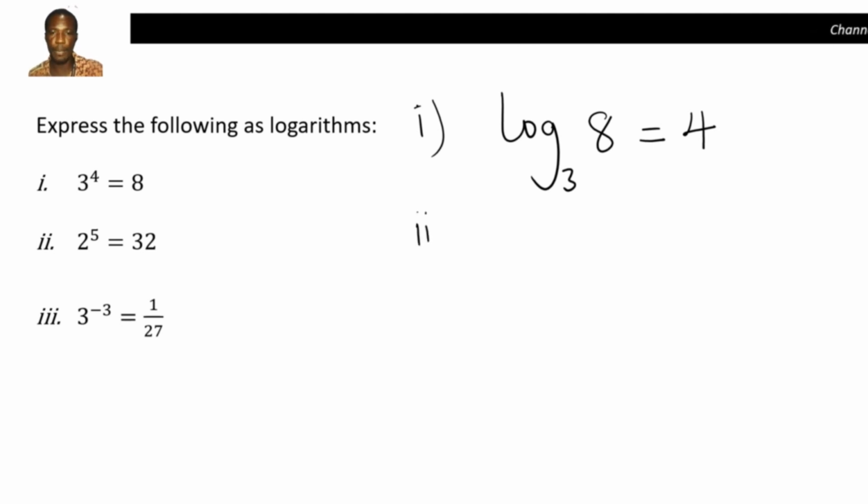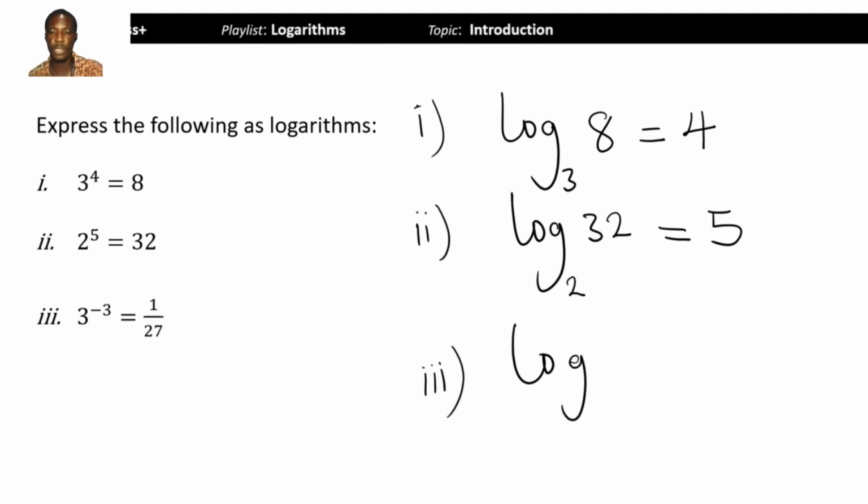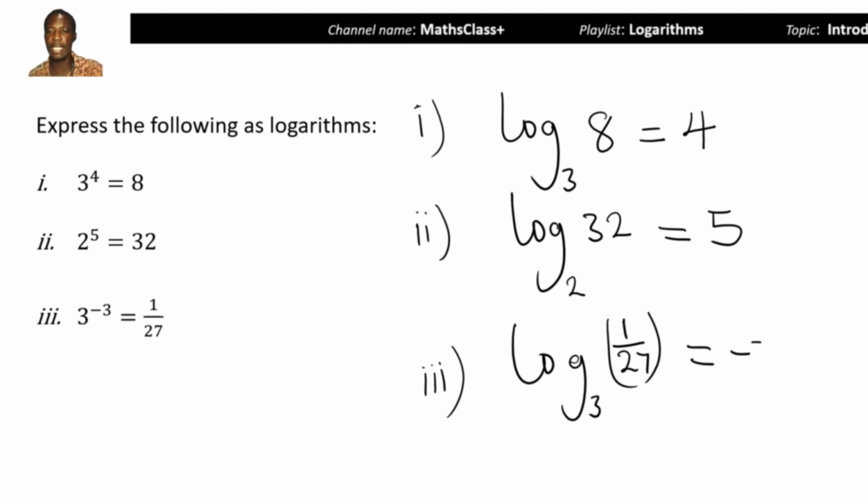Okay, the second example, log 32 and the base is 2. The exponent is 5. The third one, the base is 3, so base 3 here, and the value is 1 over 27. And then the exponent is negative 3. So this is how we convert indices to logarithm. I hope this is understandable.